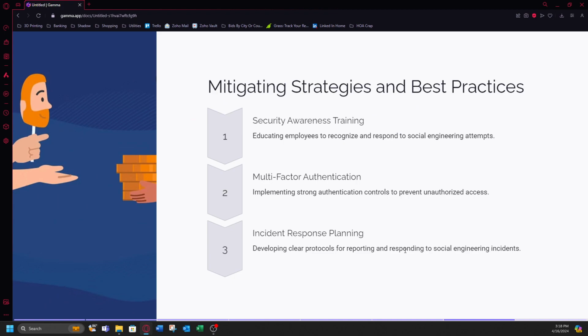So, mitigating strategies and best practices: security awareness training, educating employees to recognize and respond to social engineering attempts. I made that very clear off the get-go, as the training is required. It's surprising to me that a lot of companies don't offer this training voluntarily. Something has to happen for them to implement it, and that's crazy. Especially if you're a multi-million-dollar organization, even if it's just for your personal finances, get some type of training, get some type of awareness. I offer it through my company.